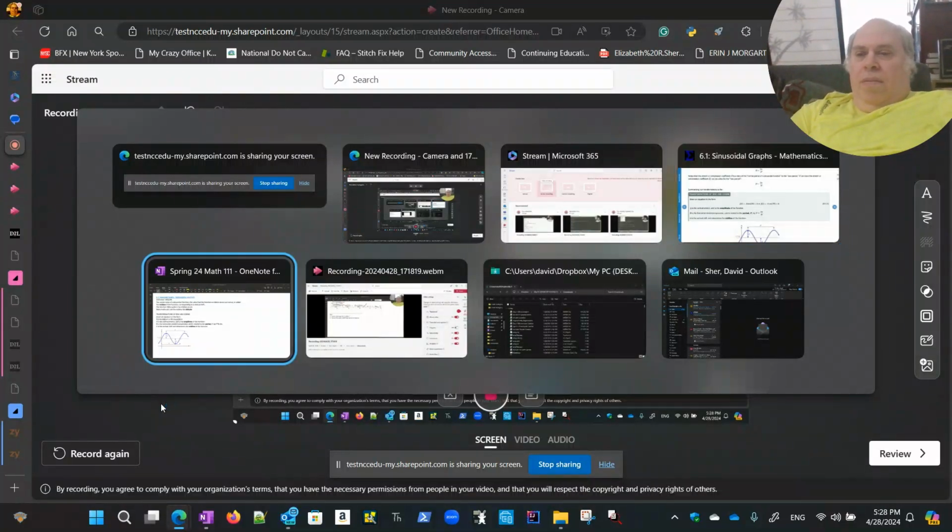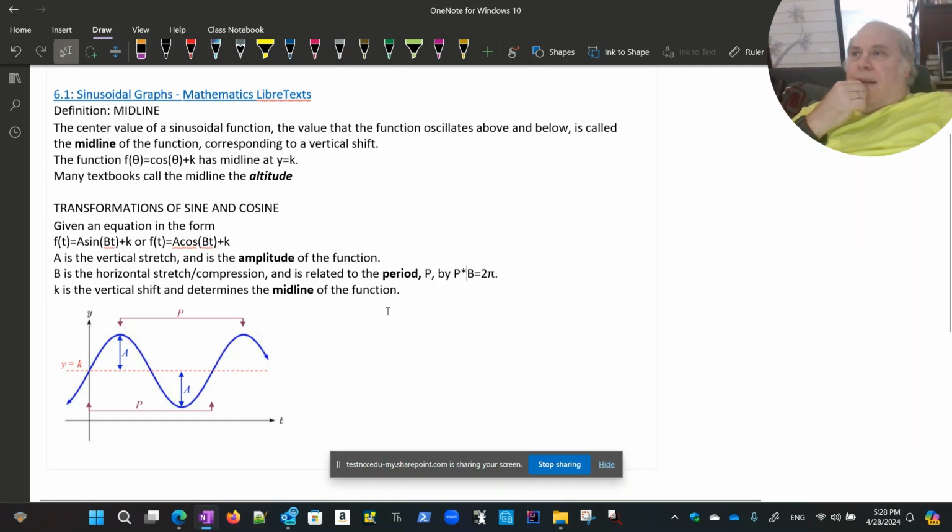We're going to talk today about graphing with amplitudes and midlines. Okay, so we're going to deal with more sophisticated versions of the sine curve. Now, I copied this stuff out of the book. The midline is the center value of the sine curve. So the sine curve or cosine curve goes up and down around that value.